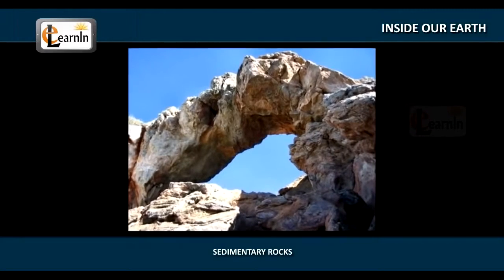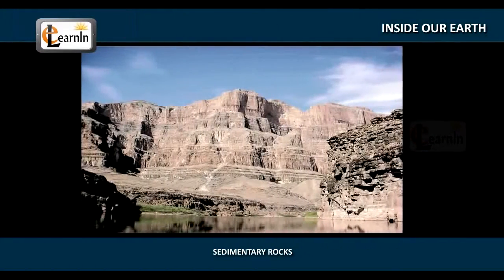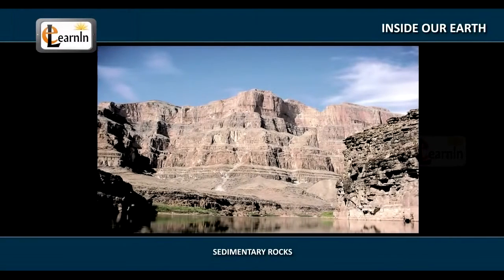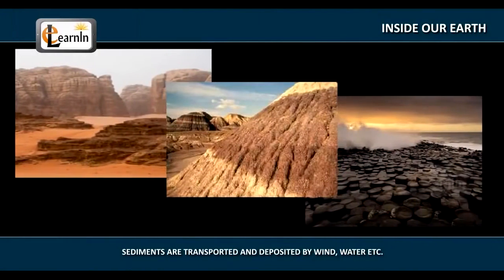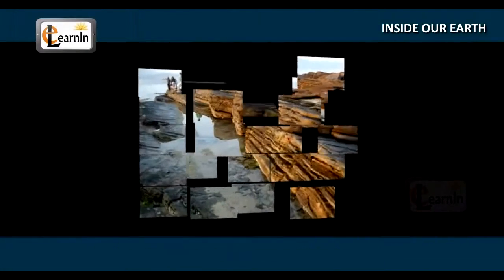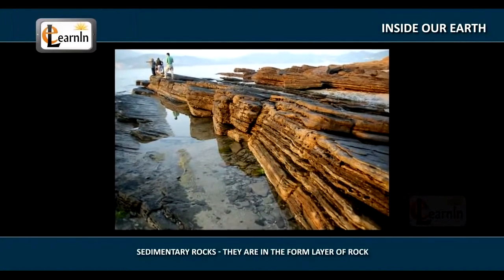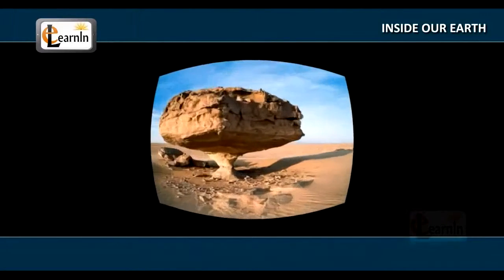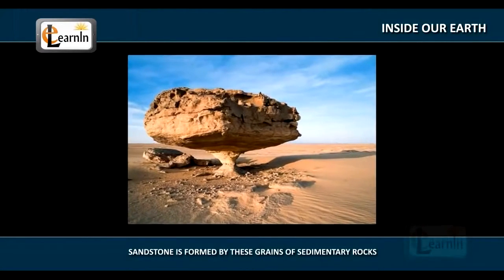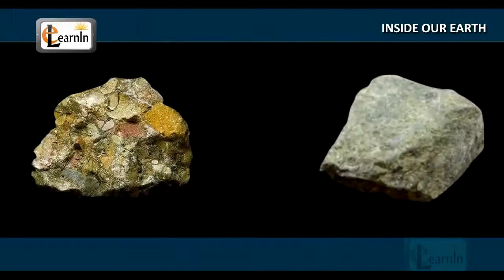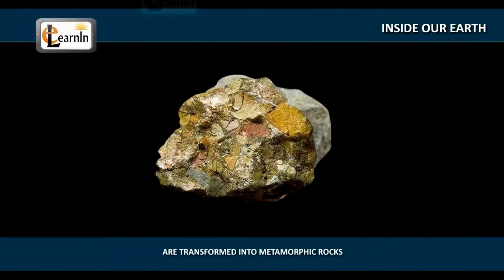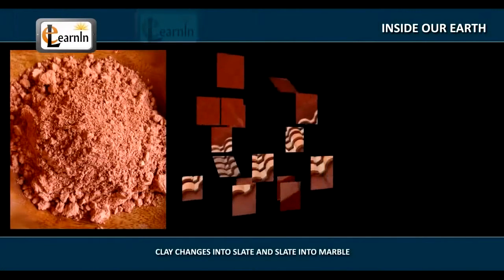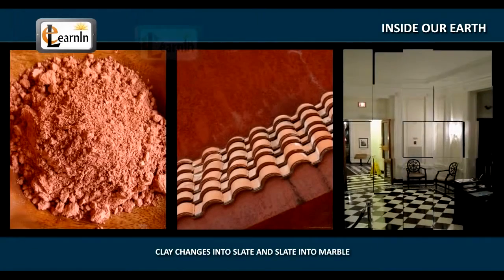Sedimentary rocks are formed by a process when rocks roll down and hit each other and crack, forming sediments. These sediments are transported and deposited by wind, water, etc. They harden to form layers of rock called the sedimentary rocks. Sandstone is formed by these grains of sedimentary rocks. Under great heat and pressure, the sedimentary and igneous rocks transform into metamorphic rocks, just the way in which clay changes into slate and slate into marble.